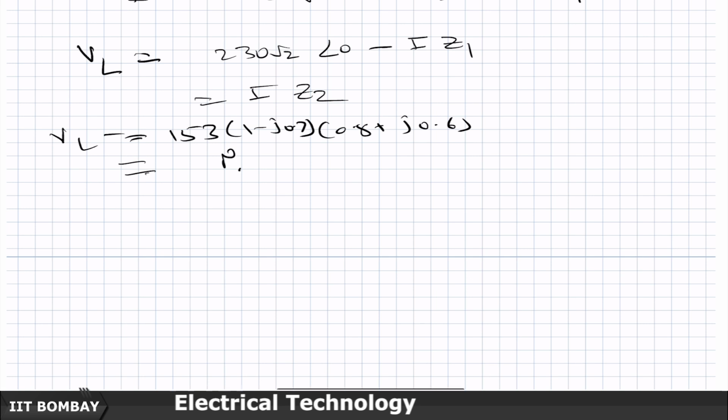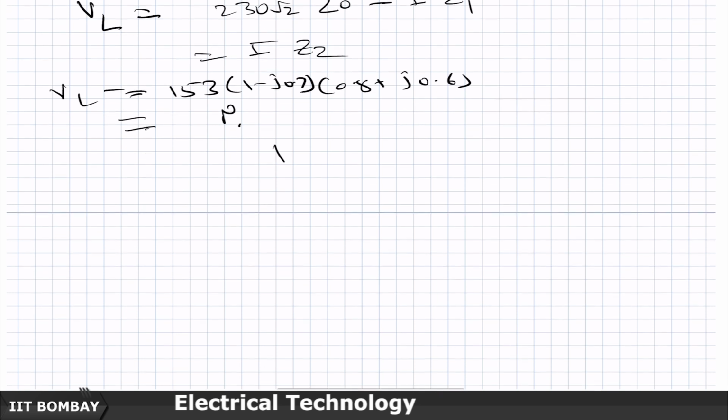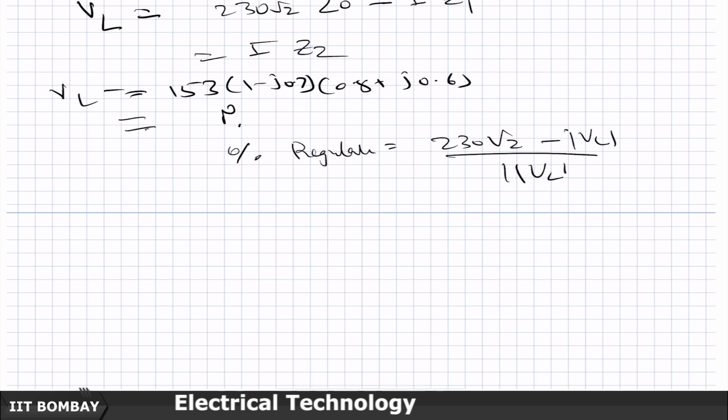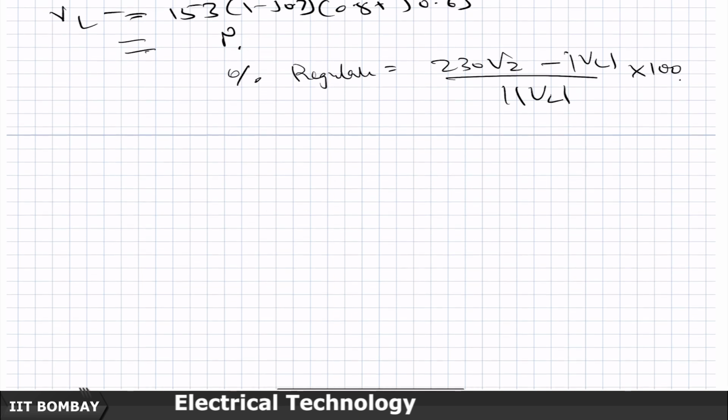So much of volts will be coming out, and then once you know this, there are some blanks which you have to fill up. The percentage regulation is 230 root 2 minus whatever is the magnitude of this VL. Now, you can see that because these are complex numbers, we are writing them by their magnitude, into 100. This is going to be your voltage regulation of this particular circuit.